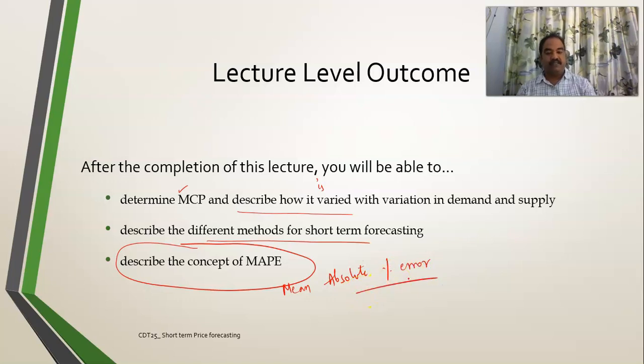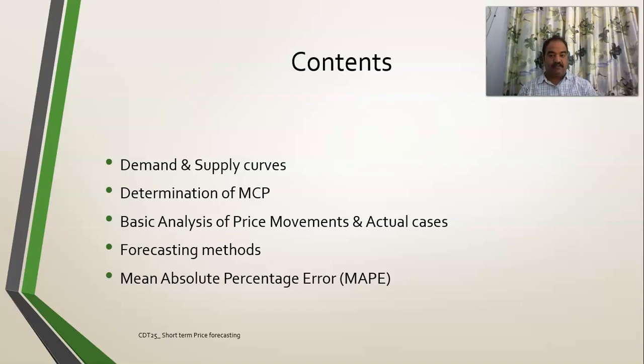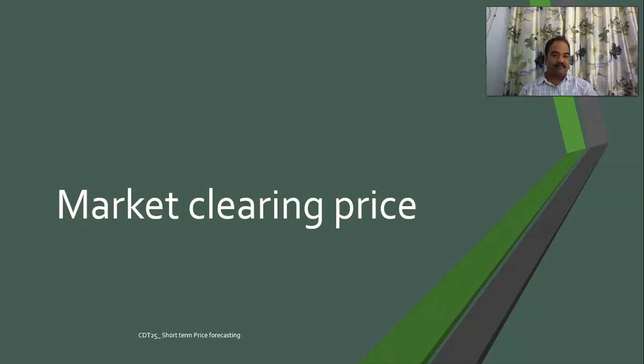Now, let's start with the demand and supply curves, which we have already seen in unit number 1. And we have already seen how to determine the MCP, but we will extend this concept of MCP to price movements and actual cases. And later we will move on to a simple description about forecasting methods. And finally, we will close with the concept called MAPE.